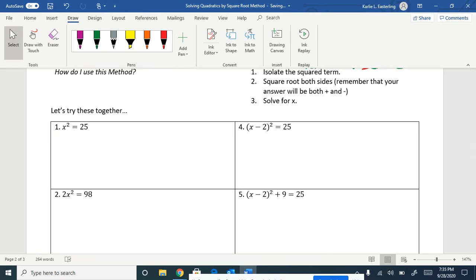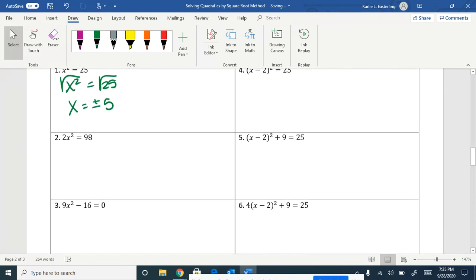So, isolate the squared term. For number one, our squared term is already isolated, so then we're going to take the square root of both sides. And x will equal plus or minus 5, because the square root of 25 is 5. That's a perfect square, one of which you should know. And that's your final answer.